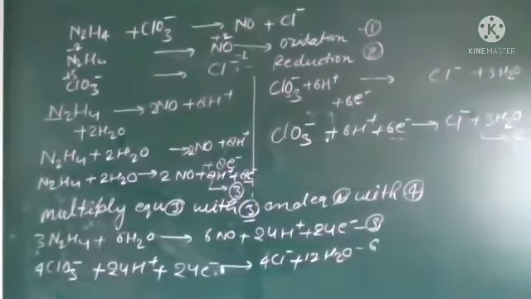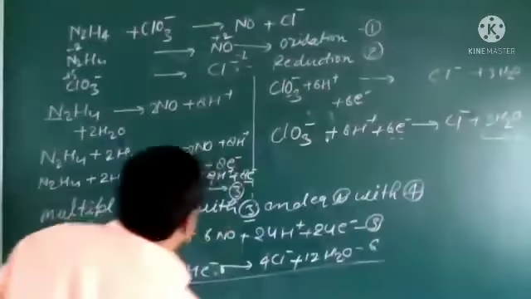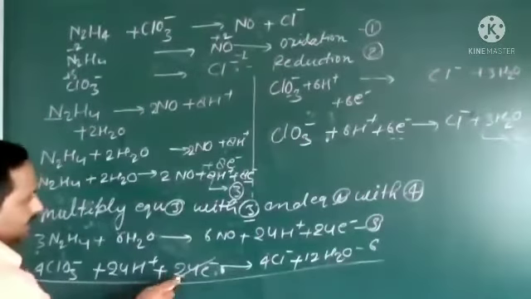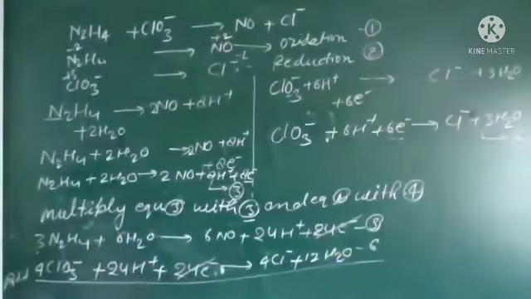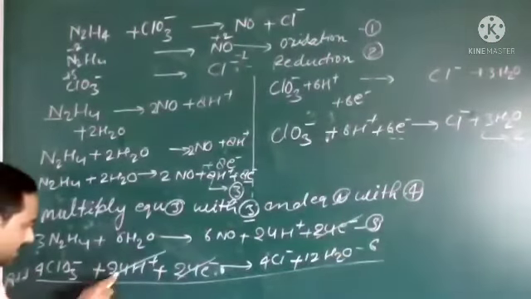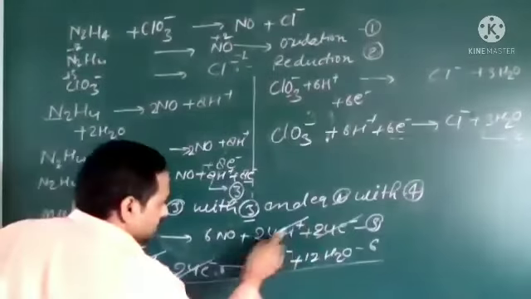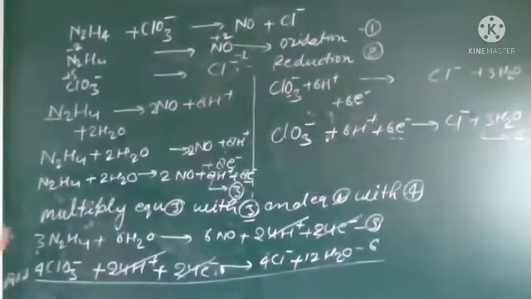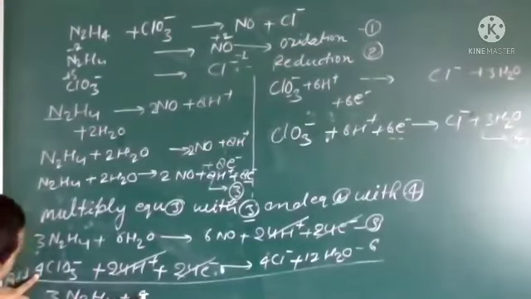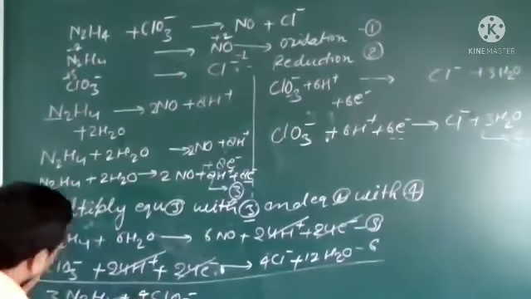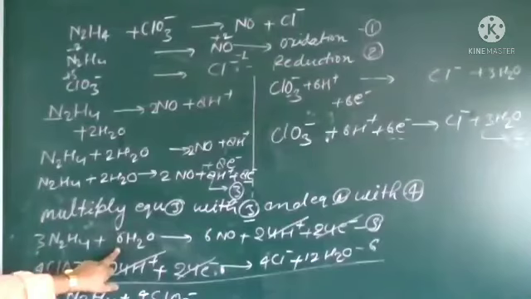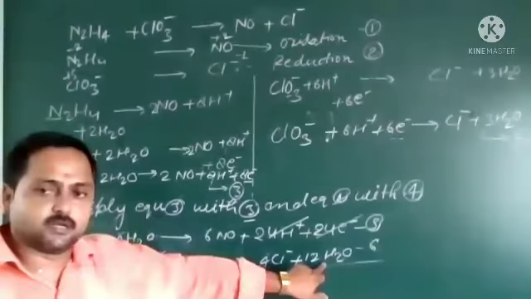Got it? Add both equations. What are the common and equal, you can consider here. So first electrons this side, electrons that side are common. Hydrogen, 24 hydrogen this side, 24 hydrogen that side also we can consider. So what is remaining? We can write 3N2H4 plus 4 ClO3 minus, and 6H2 this side and 12H2 that side.